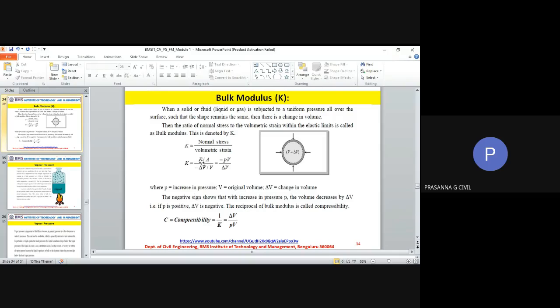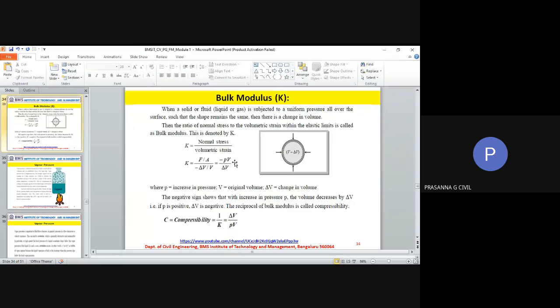Force by area is stress. We are writing the stress in terms of the pressure P, with the same units, Newton per meter square, or any other CGS unit. So instead of F by A, I have used P here, where P has the unit Newton per meter square. And you know that delta V by V, whatever units they have, will cancel each other. So if you look at bulk modulus, the unit is Newton per meter square itself.